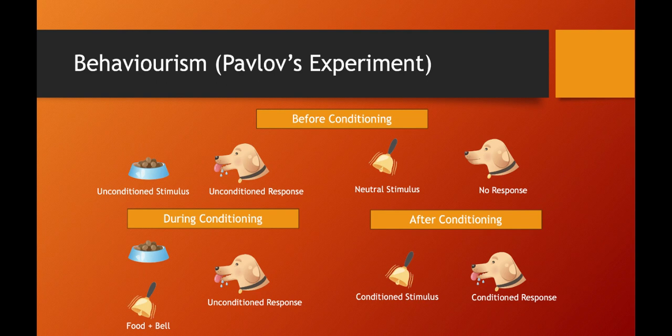In this case, the bell has become a conditioned stimulus that produces a conditioned response. The dog made an association between the sound of the bell and food and reacted to that sound the same way he reacts to food. Now that we have an idea about classical conditioning, let's move to education to see how it works.